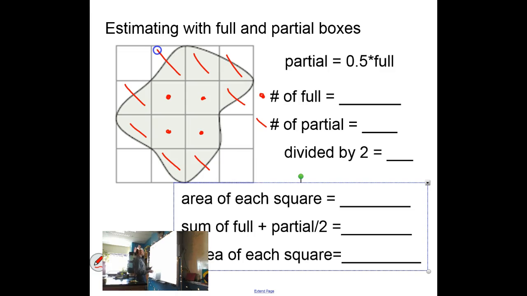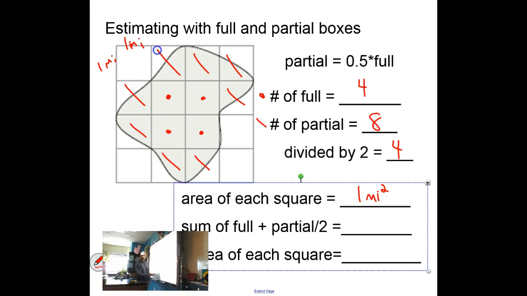Okay, now let's just count this up. The number of full boxes, I've got 4. The number of partial boxes, 1, 2, 3, 4, 5, 6, 7, 8. Divided by 2 is 4. Now, the next thing it says, the area of each square. Well, on the previous problem I said it's 1 square mile. So the area of each square is 1 mile by 1 mile, so that would be 1 square mile.